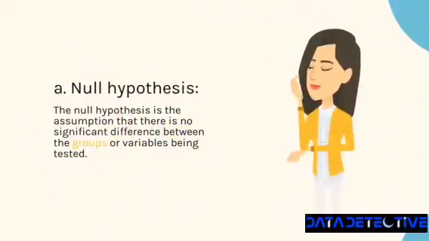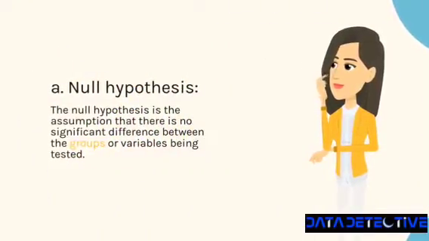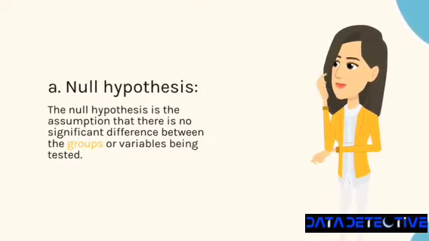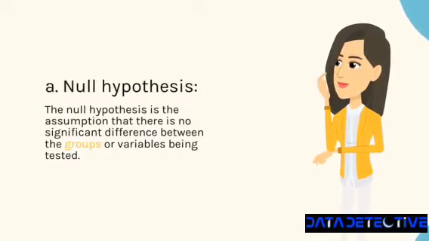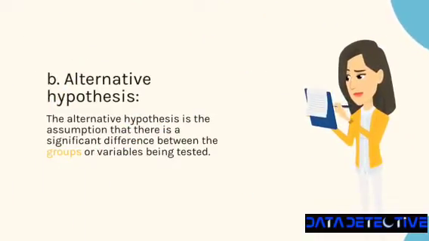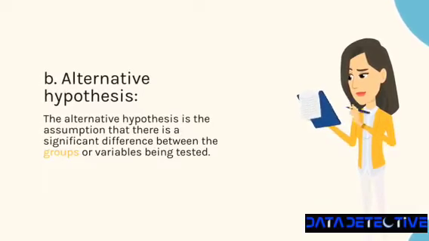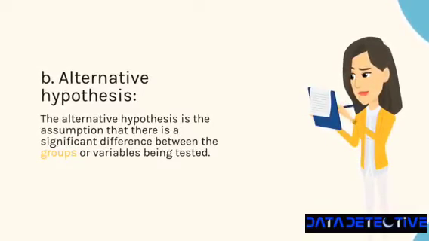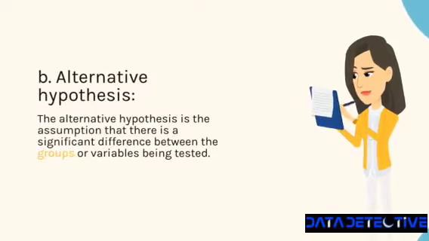A. Null hypothesis. The null hypothesis is the assumption that there is no significant difference between the groups or variables being tested. B. Alternative hypothesis. The alternative hypothesis is the assumption that there is a significant difference between the groups or variables being tested.